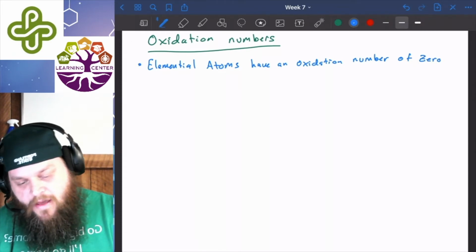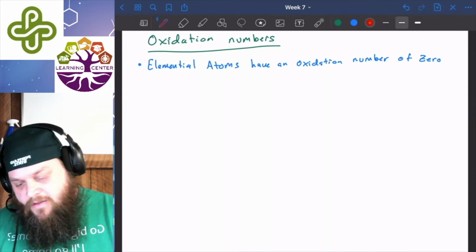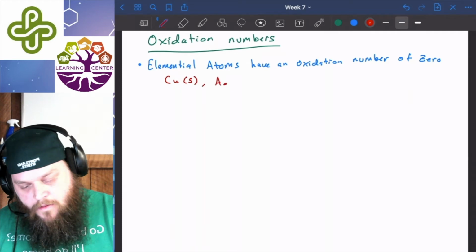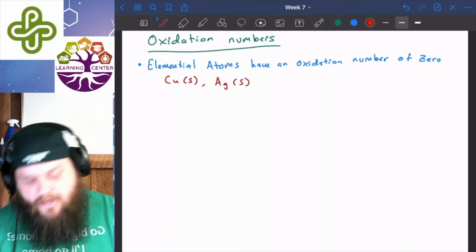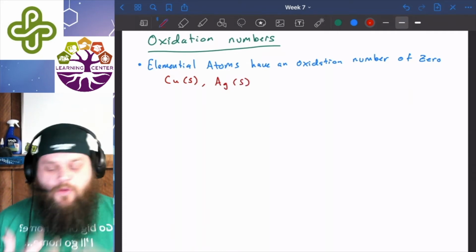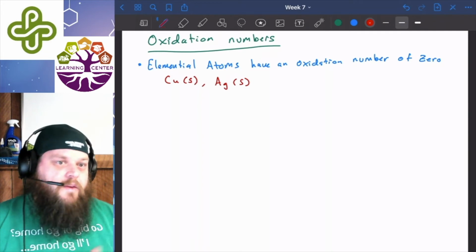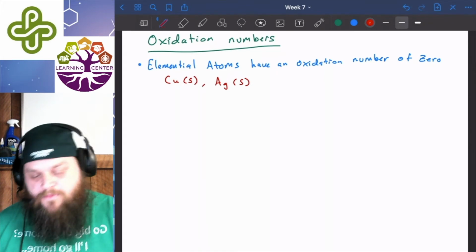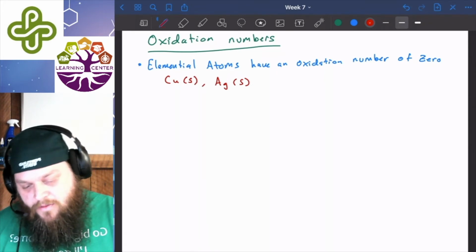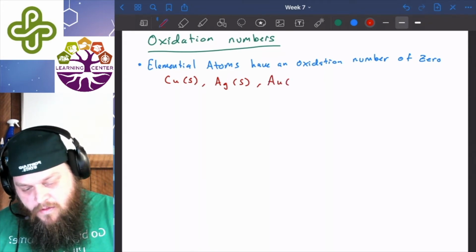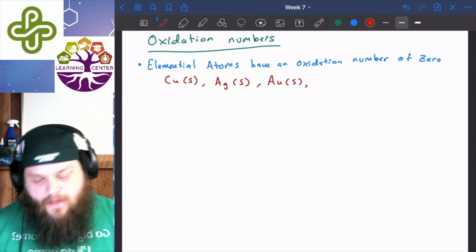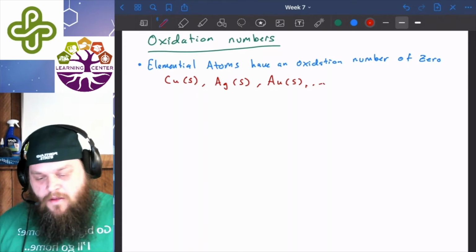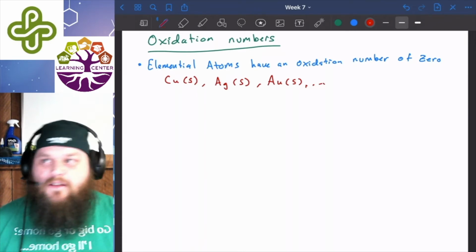These elemental atoms are things like copper, Cu, solid, or gold, Au, solid. Anything that's in its pure state, not ionized in any way, shape, or form, is going to have an oxidation number of 0. So any of the elemental atoms have an oxidation number of 0.